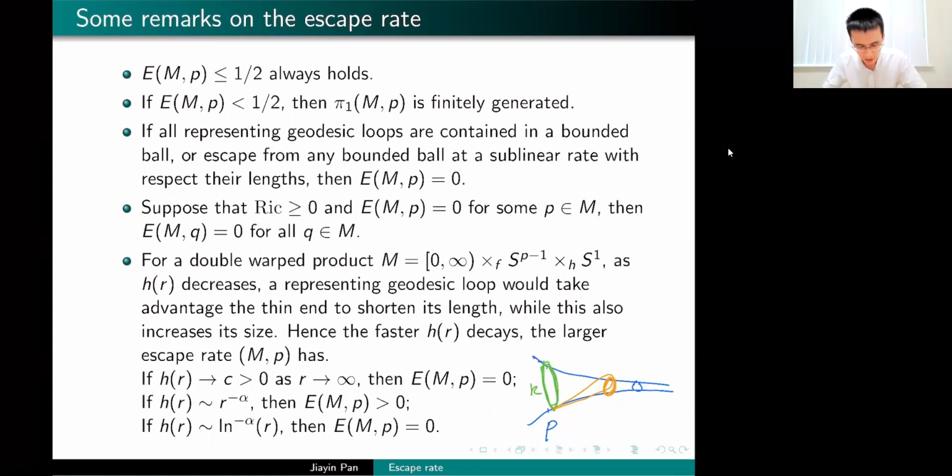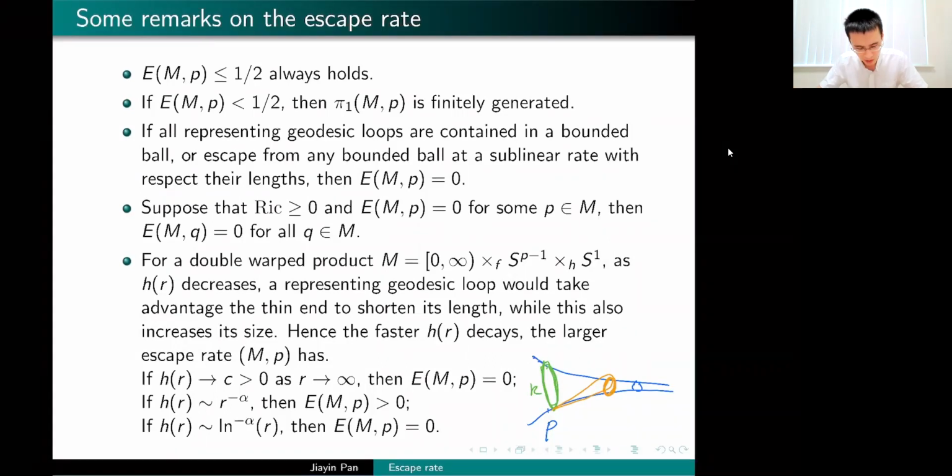So intuitively, if you have a picture like this, the representing geodesic loop will first of all escape from any bounded balls, right? It'll use the thin end to shorten its length. And also, the faster this h(r) decays, the more advantage we'll take of this thin end, so the larger the escape rate will be. So that's roughly the intuition.